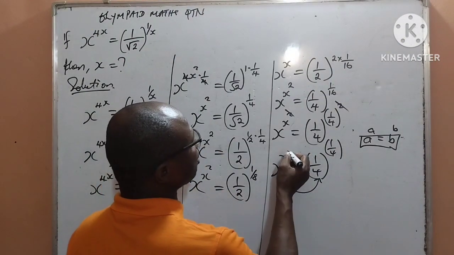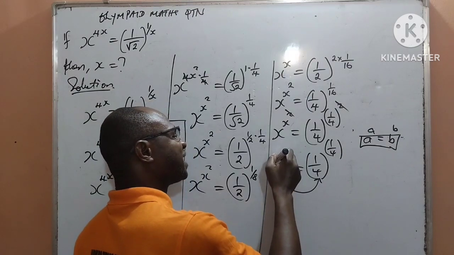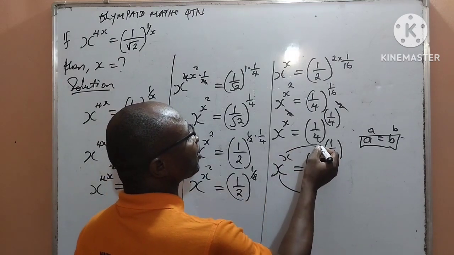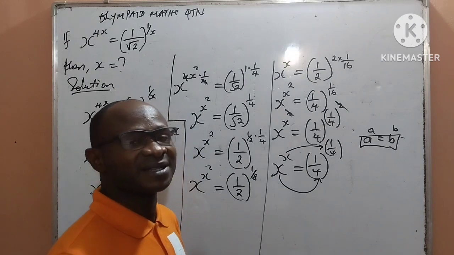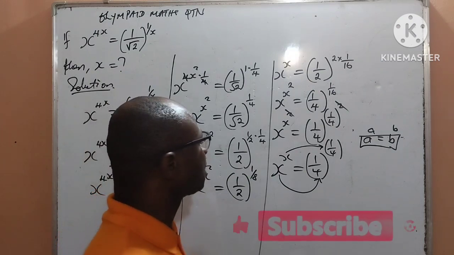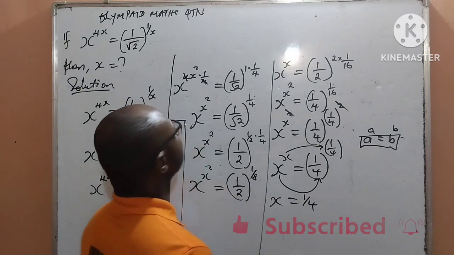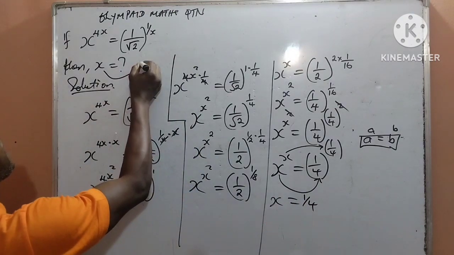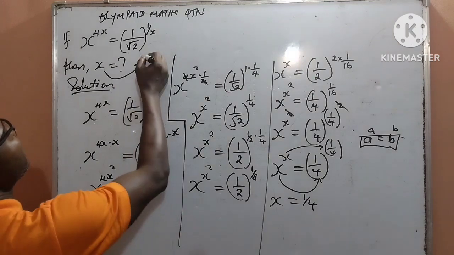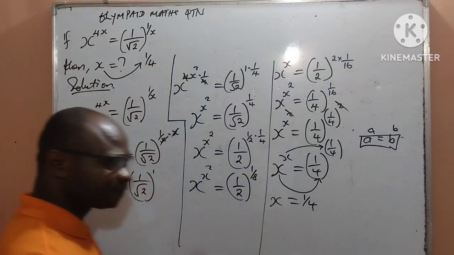And if you like, you can also say the power x on the left is equal to the power on the right hand side, which is still the same thing as 1 over 4. We therefore conclude that the value of x is 1 all over 4. So, from what we are asked to calculate, the value of x is 1 over 4.